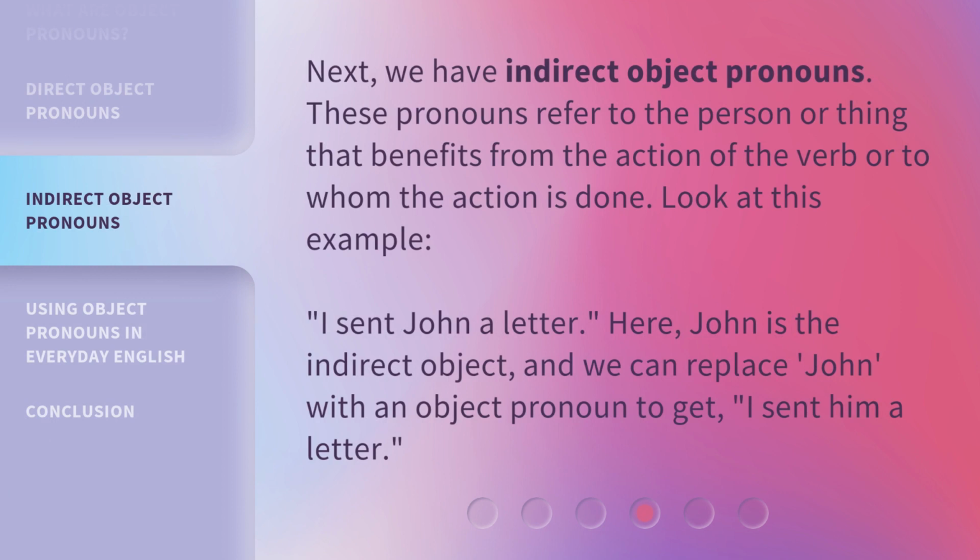Next, we have indirect object pronouns. These pronouns refer to the person or thing that benefits from the action of the verb or to whom the action is done. Look at this example. I sent John a letter. Here, John is the indirect object, and we can replace John with an object pronoun to get, I sent him a letter.